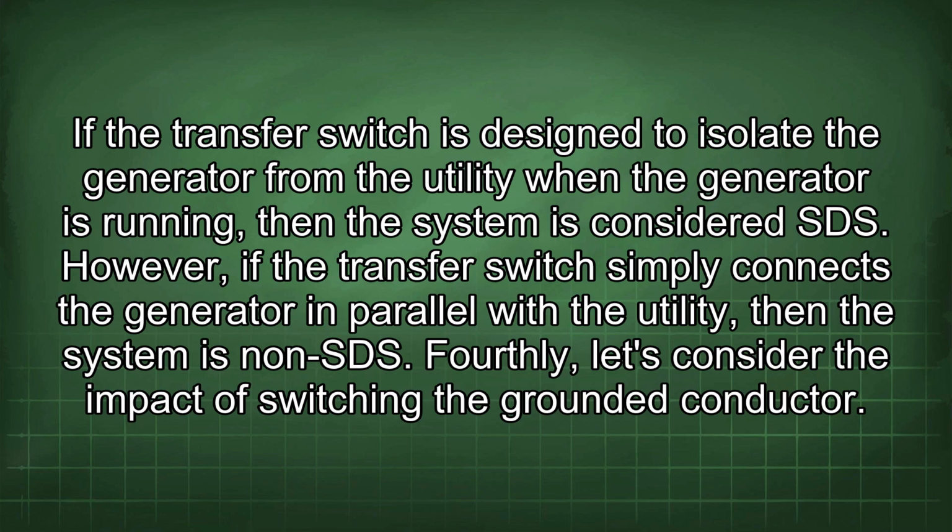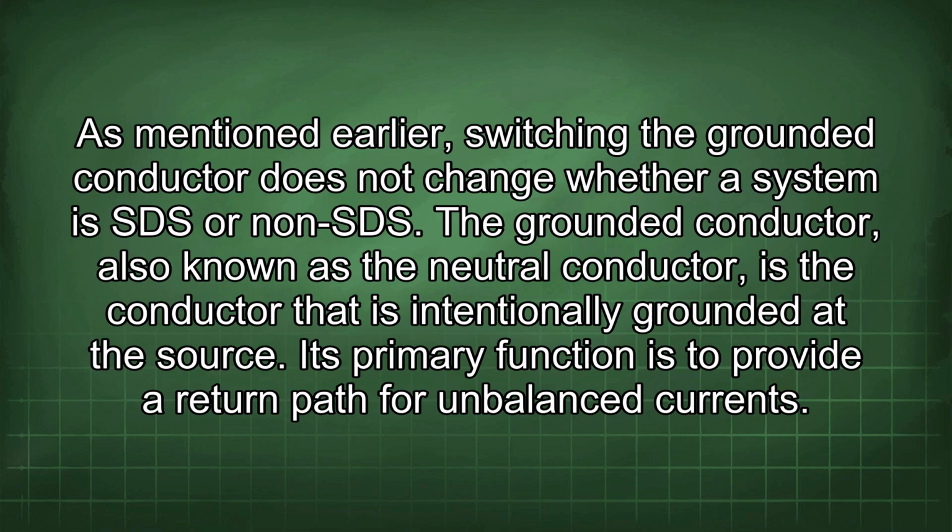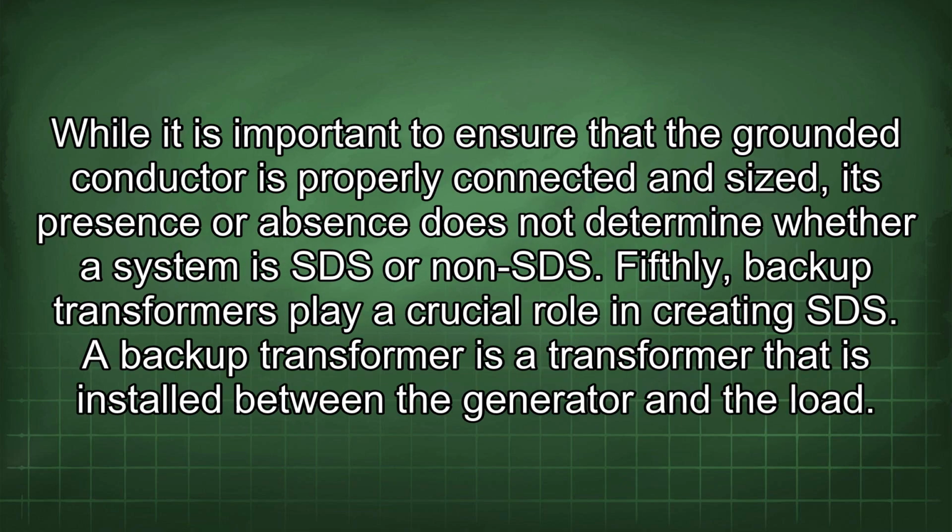Fourthly, let's consider the impact of switching the grounded conductor. As mentioned earlier, switching the grounded conductor does not change whether a system is SDS or non-SDS. The grounded conductor, also known as the neutral conductor, is the conductor that is intentionally grounded at the source. Its primary function is to provide a return path for unbalanced currents. While it is important to ensure that the grounded conductor is properly connected and sized, its presence or absence does not determine whether a system is SDS or non-SDS.